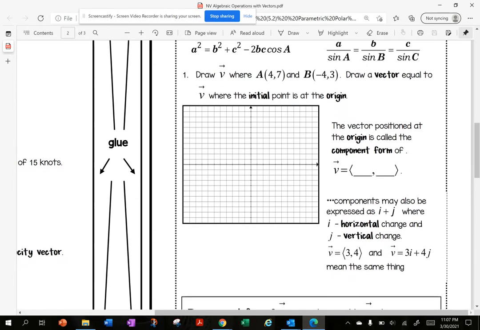Let's start out with, I want to draw vector v, where A is at 4, 7 and B is at -4, 3. I want to draw the vector equal to v at the initial point where it's at the origin. So I'm going to plot my 2 points. 4, 7 is point A. B is at -4, 3. So here's my vector AB.